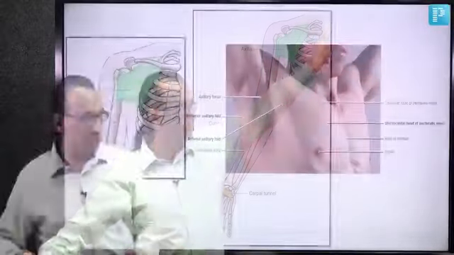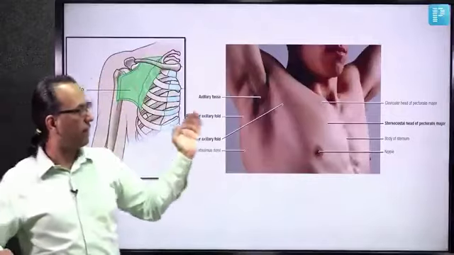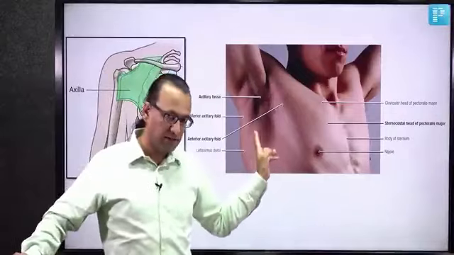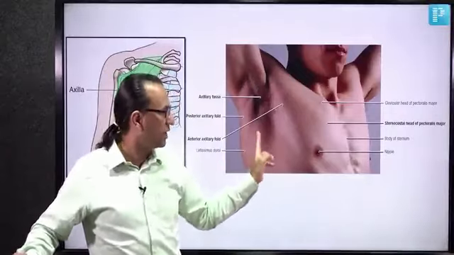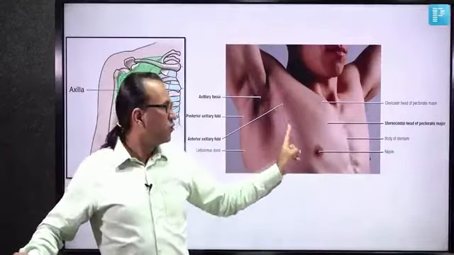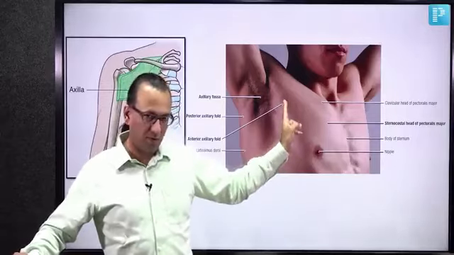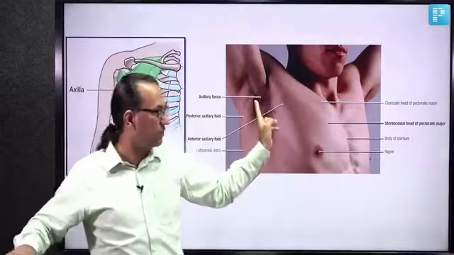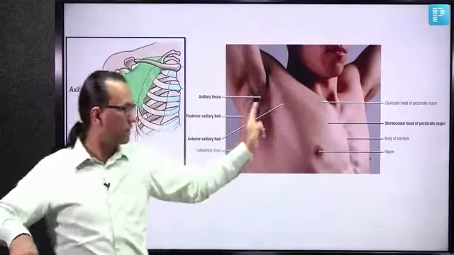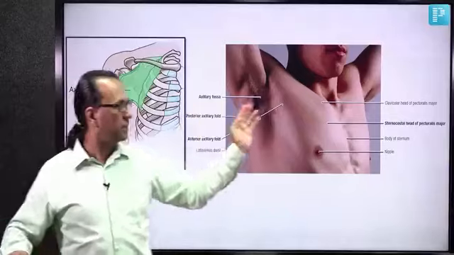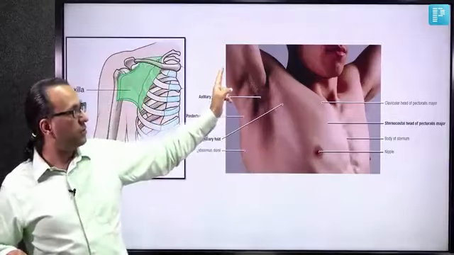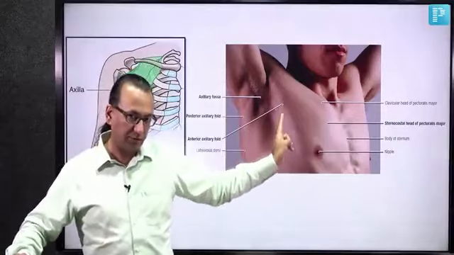So as we said, anteriorly we will have pectoralis major and minor, and posteriorly we will have the subscapularis muscle. Along with that, you also have teres major and latissimus dorsi. Medially, you have the upper four ribs, taking origin from there is serratus anterior, and laterally is the humerus bone. If we take a transverse section here, we will find that anteriorly there is no bone, but posteriorly is the scapular bone, laterally is the humeral bone, and medially are the ribs.